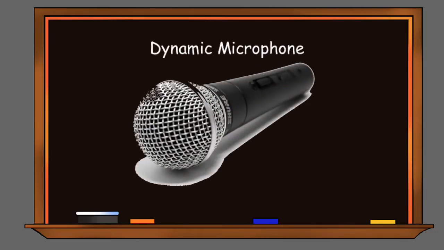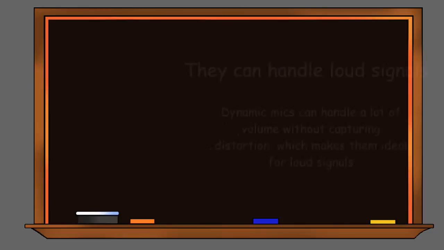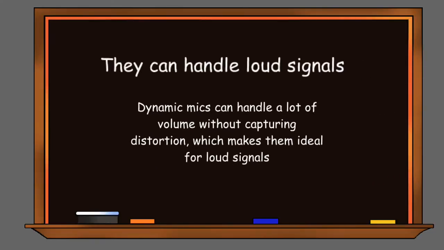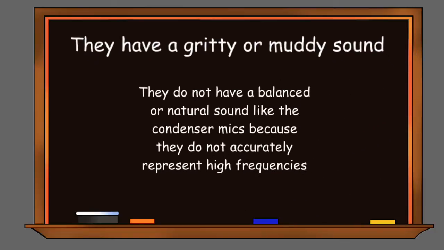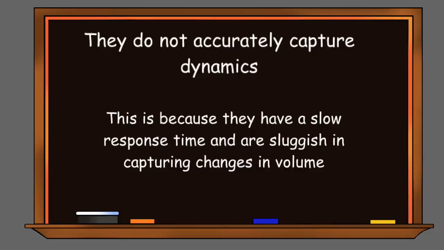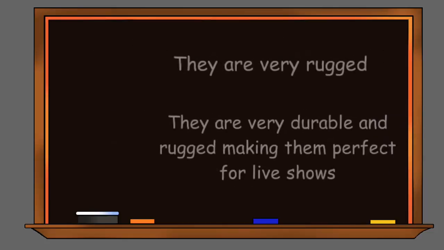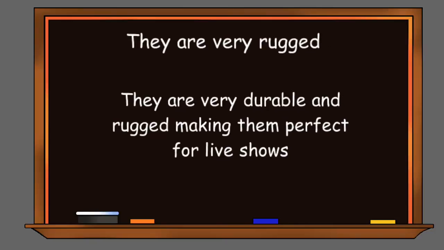Now let's review our dynamic microphones. Dynamic microphones can handle a lot of volume, which makes them perfect for recording extremely loud signals such as drums and amplifiers. Dynamic mics don't accurately represent high frequencies as condenser mics do. They often impart a muddy or gritty sound to the signal. Dynamic mics have a slower response time, so they do not capture dynamics like condenser mics. Dynamic mics are very durable or rugged, making them ideal for stage and live performances.